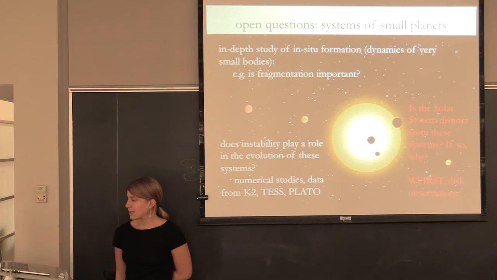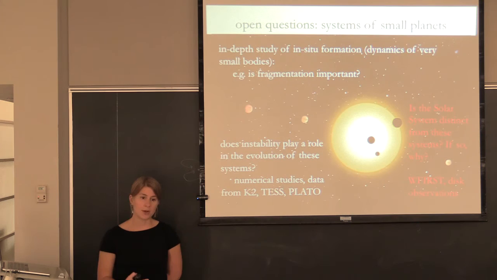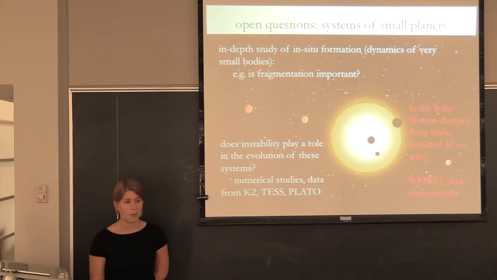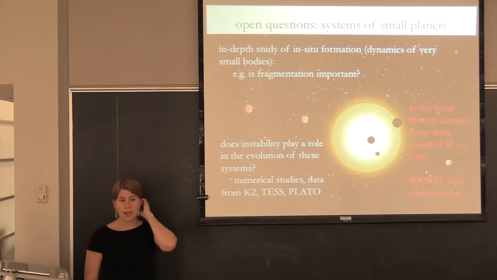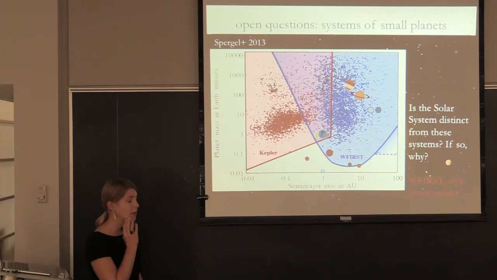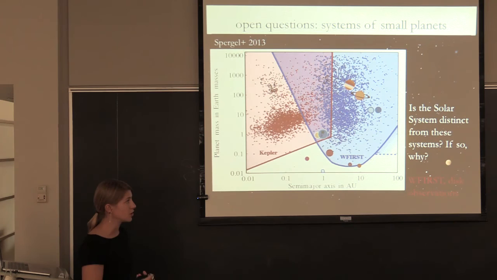But I think the big question hanging over all of this is that we know these systems of low mass planets orbiting close to their host star are extremely common. So is the solar system somehow distinct because it doesn't have one, or is it just on the edge of the distribution that we haven't quite probed yet with our observational techniques? If it is different, we need to understand why. And I think from WFIRST, there's going to be a lot of very interesting results and observational evidence that will help us understand and answer this question.